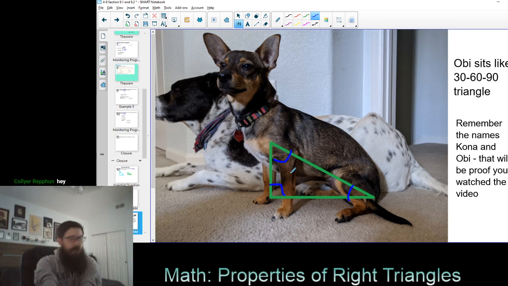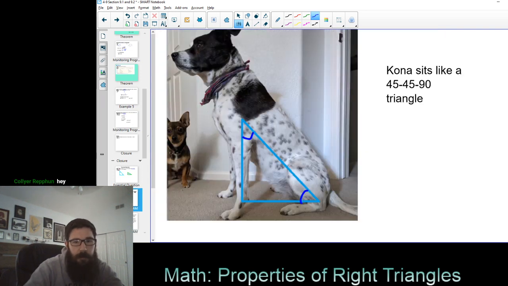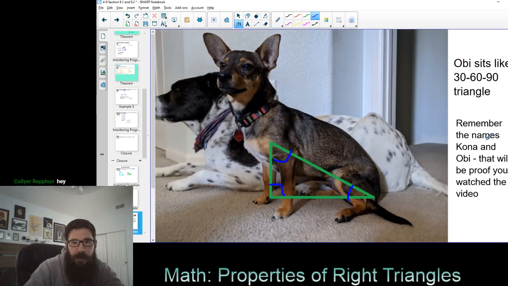What I'm going to ask you to do is remember these names, Kona and Obi. I'm going to ask a simple question about these as proof that you have watched the video, okay? One more time, Kona was with my 45, 45, 90 triangle. Obi was with a 30, 60, 90 triangle. Both of them when they're sitting.